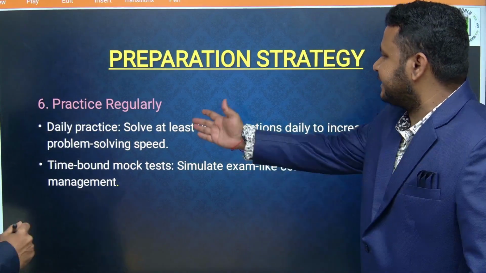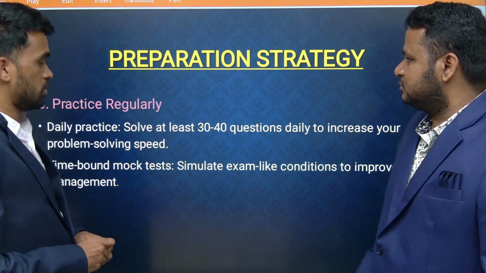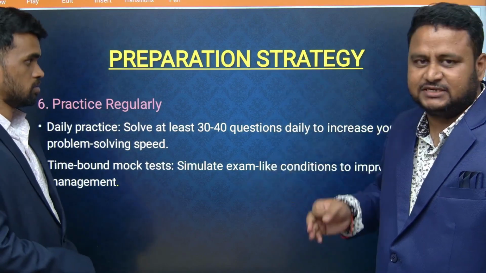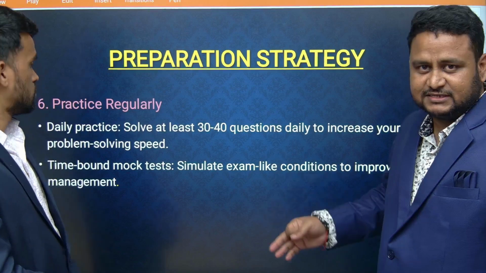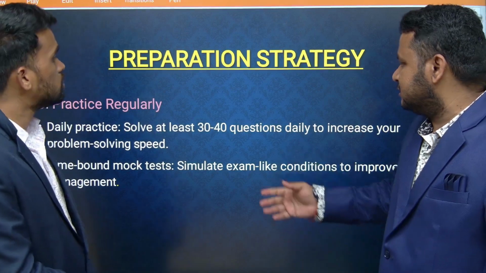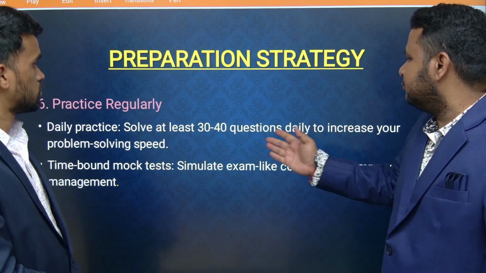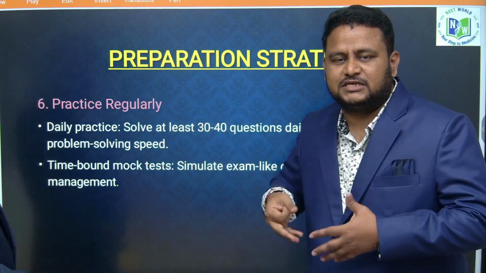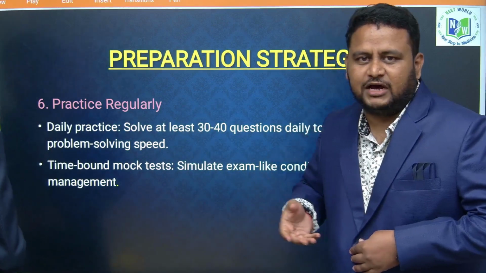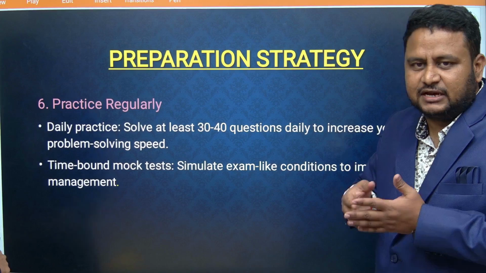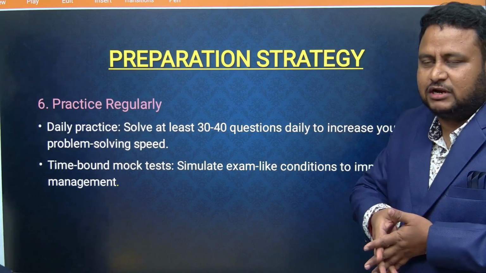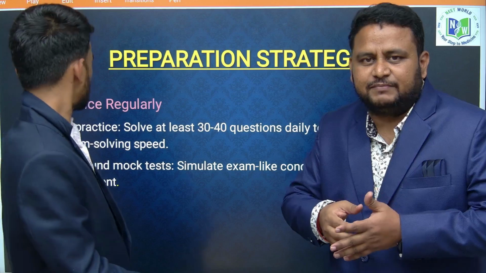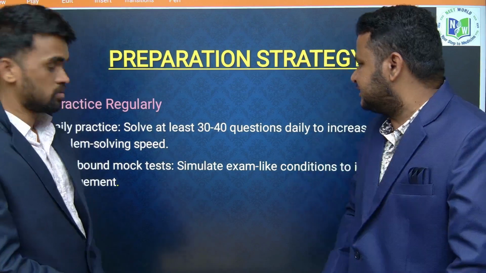Next thing, practice regularly. We have been emphasizing, starting from botany, zoology, physics and chemistry, the importance of practice and revision. Solve at least 30-40 questions daily to increase your problem solving speed. Be it chemistry or physics, problem solving is very important. Be it biology, which includes botany and zoology, please focus on solving the PYQs. At least every day solve 30 to 40 PYQs. Next thing.